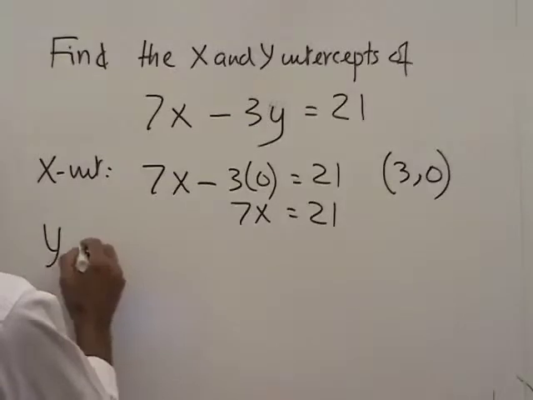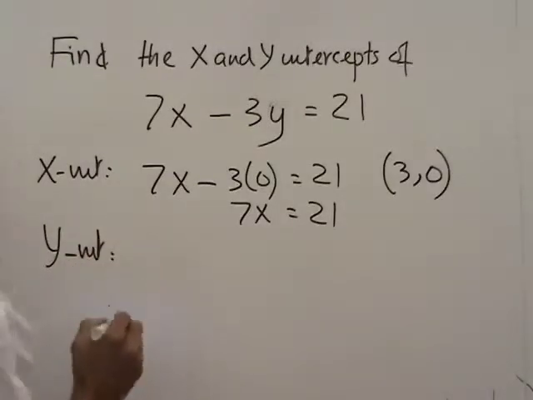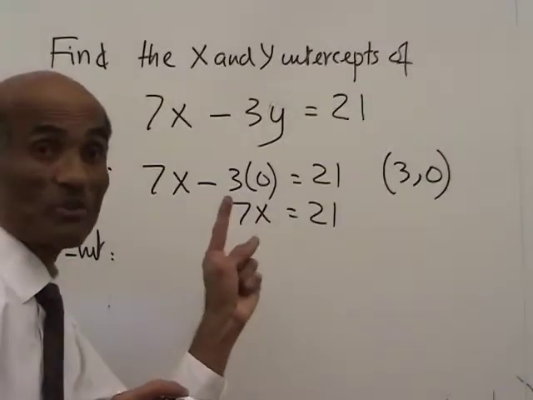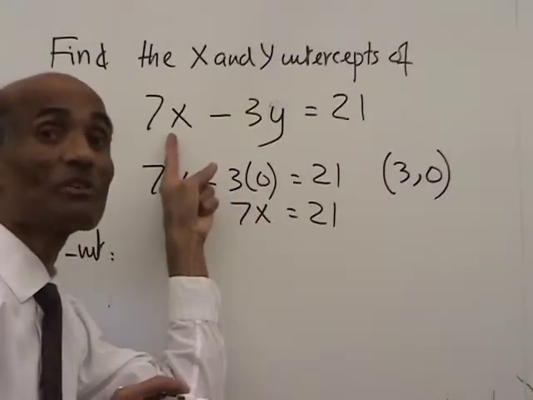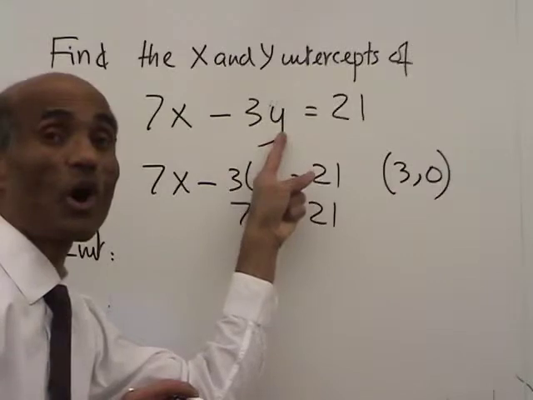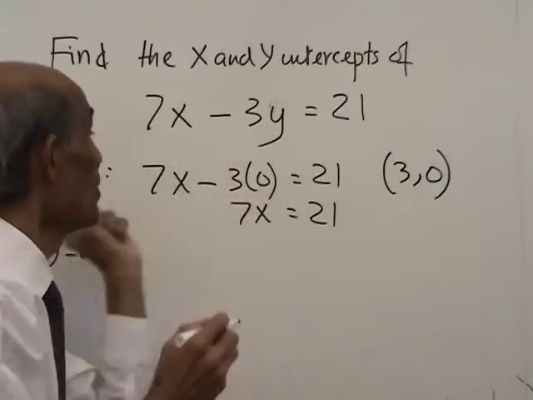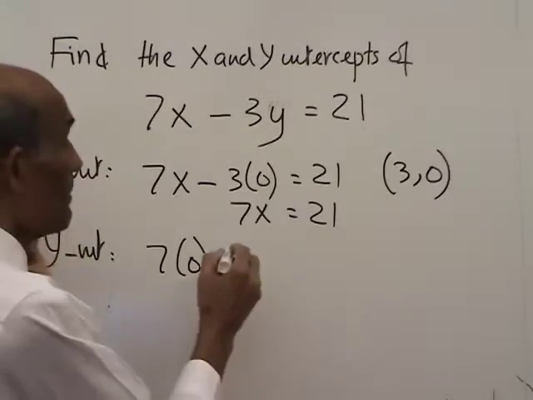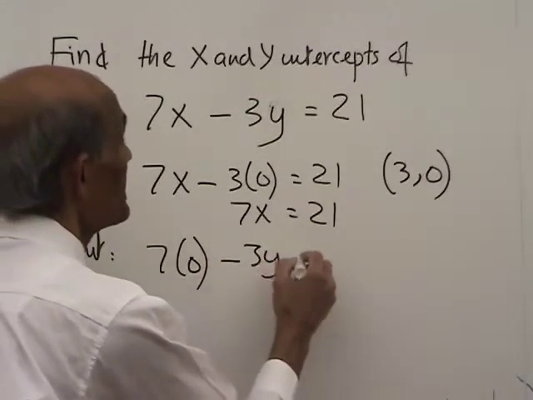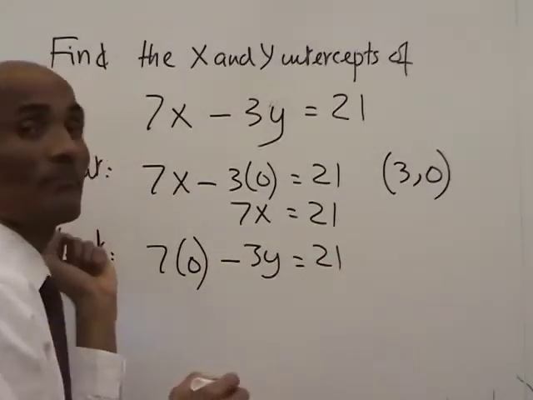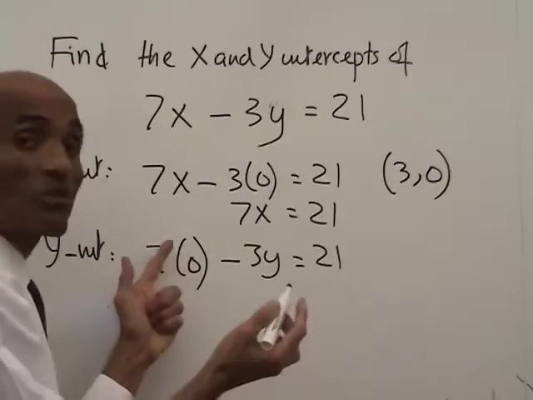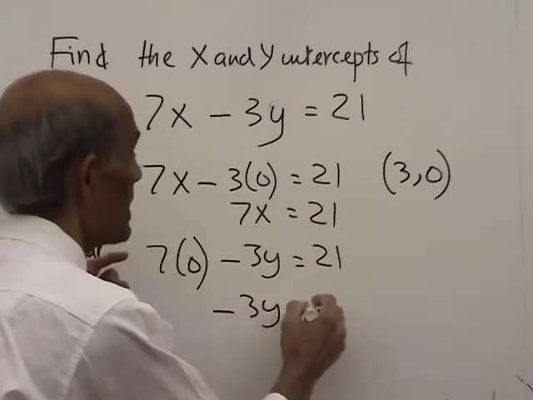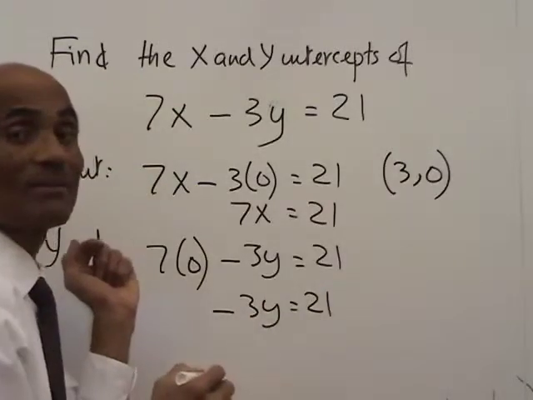Alright, let's now find the y-intercept. How do you find the y-intercept? To find the y-intercept, set x equal to 0 and solve for y. So, when x becomes 0, 7 times 0 minus 3y equals 21. 7 times 0 is 0, so that would be negative 3y equal to 21.